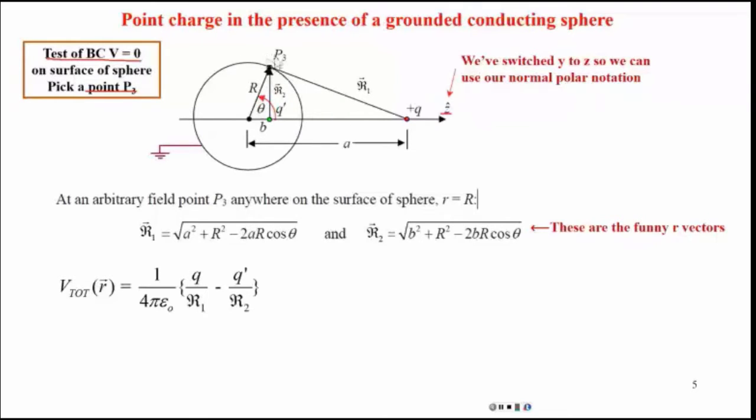So here's our p, and if we go back to our notation for script r, the vectors, these are the script r vectors from the point charges to the field point.